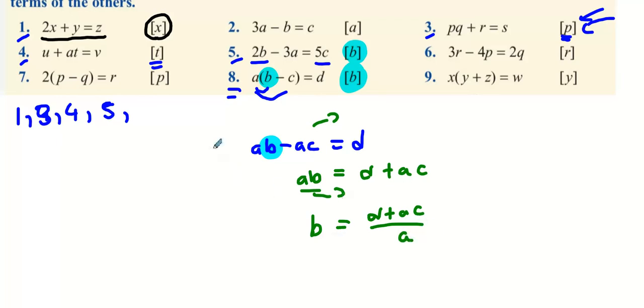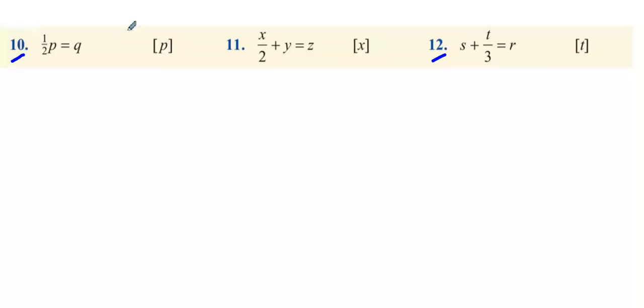So far we've done 1, 3, 4, 5, and 8. Now you're going to notice in these questions here, the main difference is these ones have fractions in them.